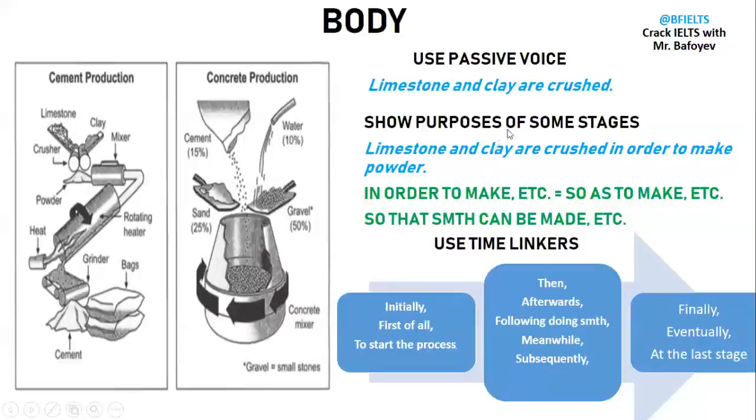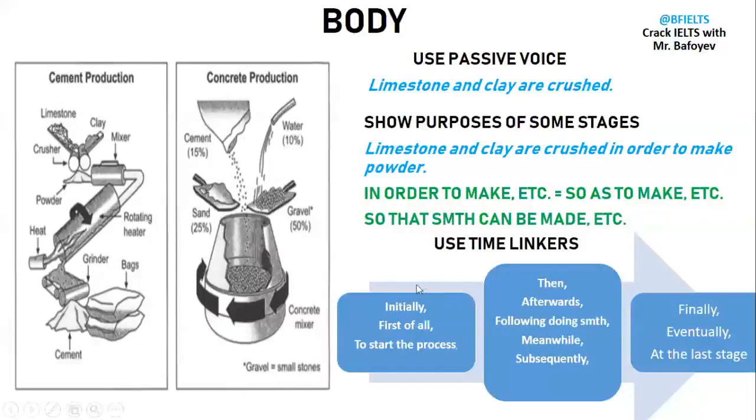This is the second thing you should not forget. And the third thing you should not forget is using time linkers. Because this is a process, and while you're describing actions, if you put words that show first stage, middle stages, and final stages, your essay will be better in terms of cohesion and coherence. It will make it easier for the reader to follow the process.